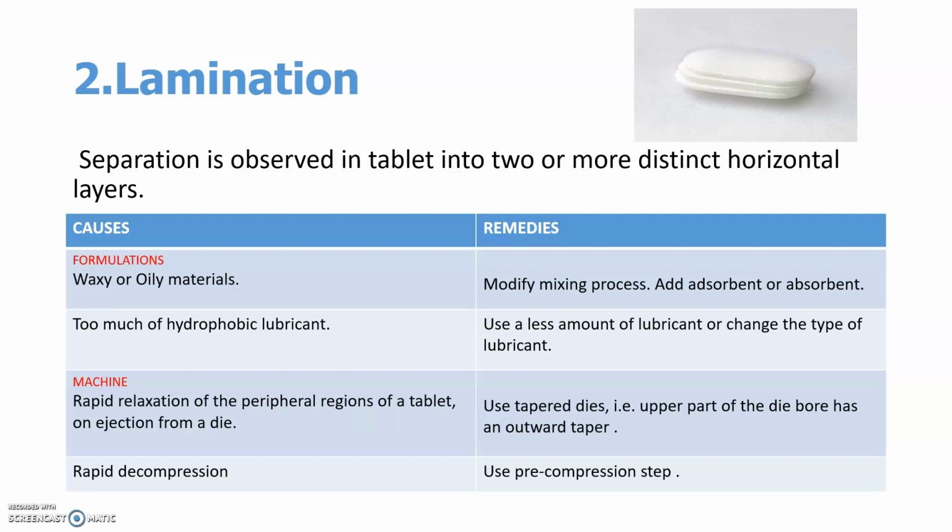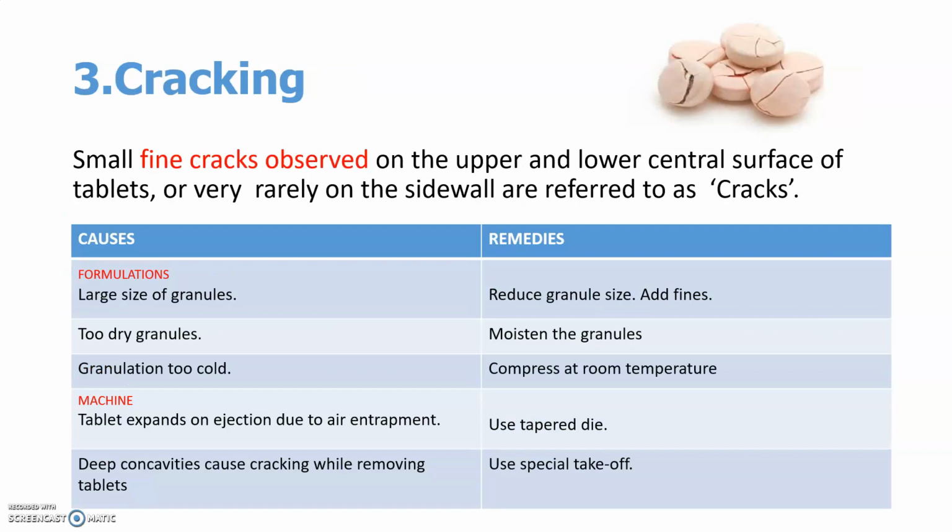So machine rated rapid relaxation of the punches or dies and rapid decomposition of these. So what happens, modify the mixing processes, use a less amount of lubricant or change the type of lubricant, whatever you are using in the formulation, use tapered dies and use pre-compressed steps.